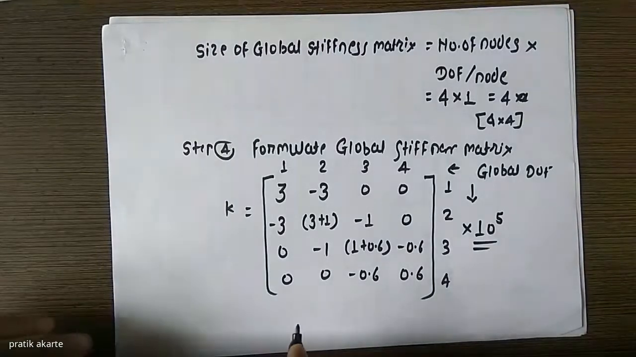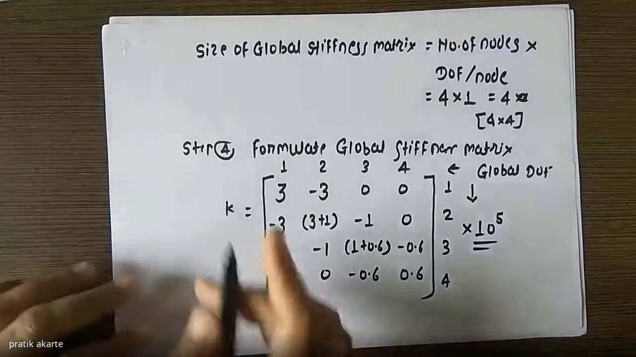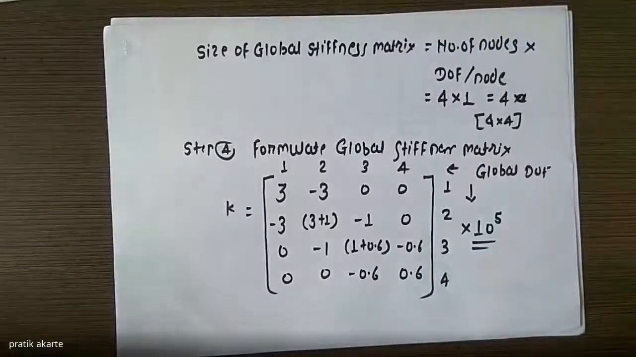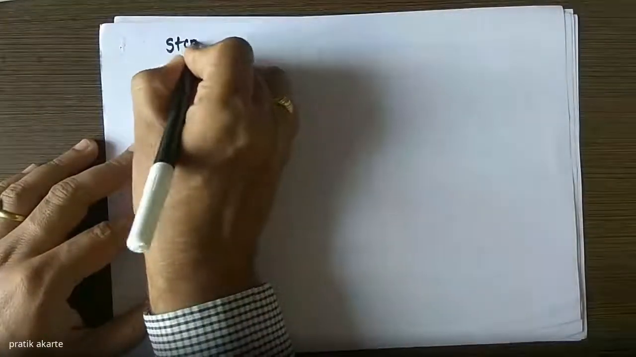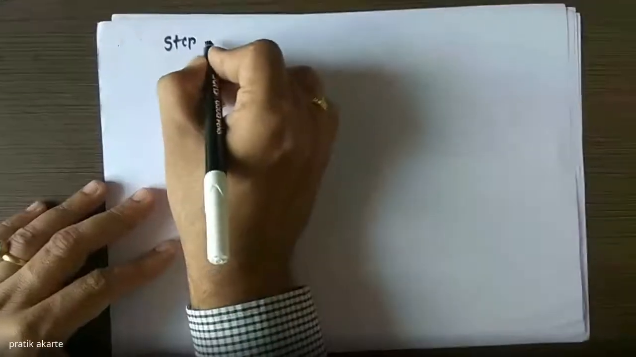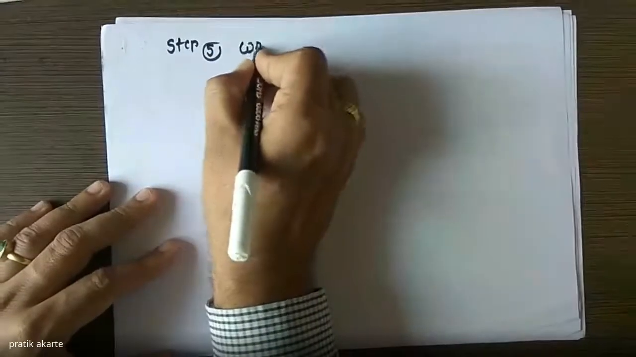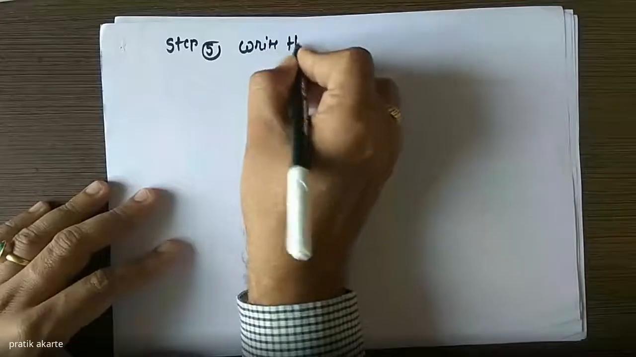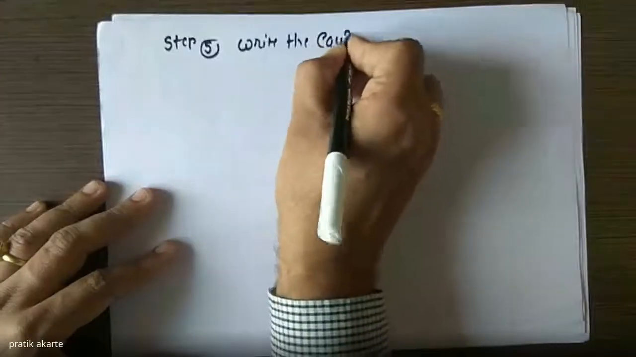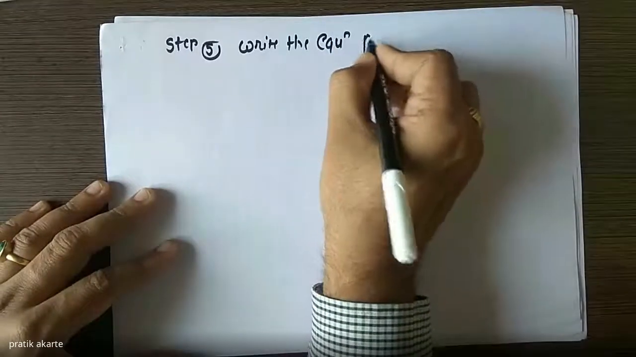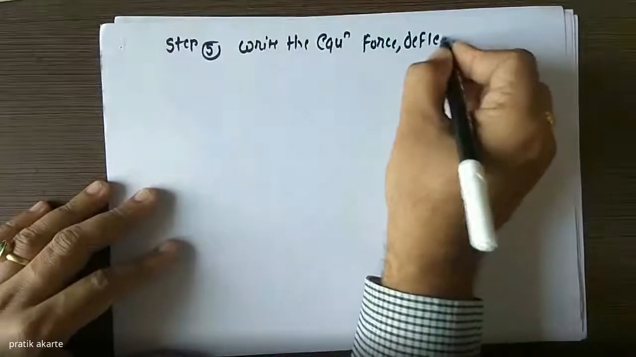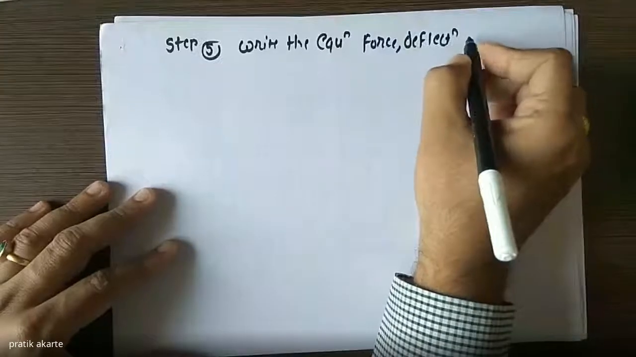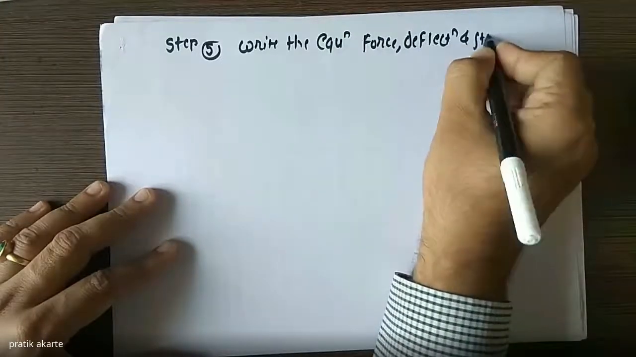Fine. Now this is step number 4. Now step number 5 is to write the equation in the force, deflection and stiffness form. Force, deflection and stiffness in global terms.